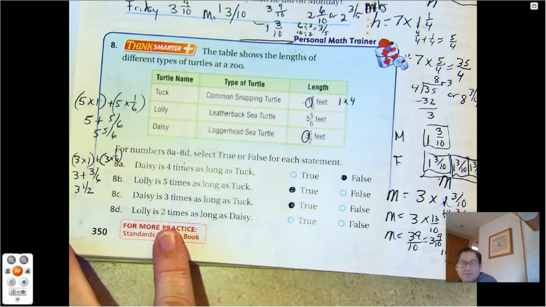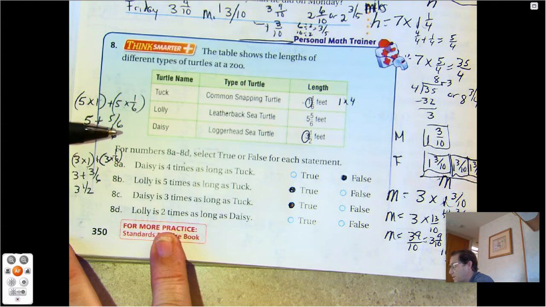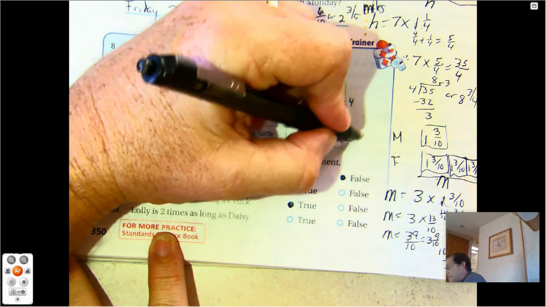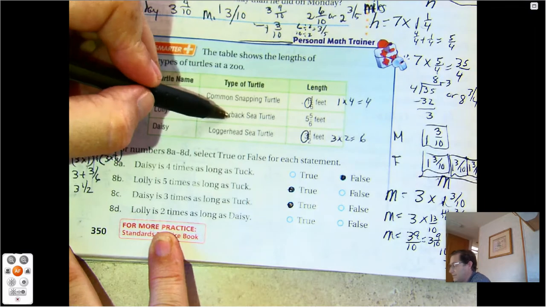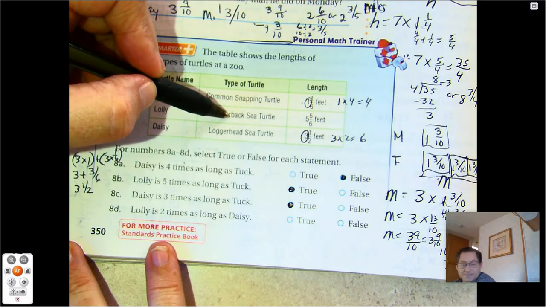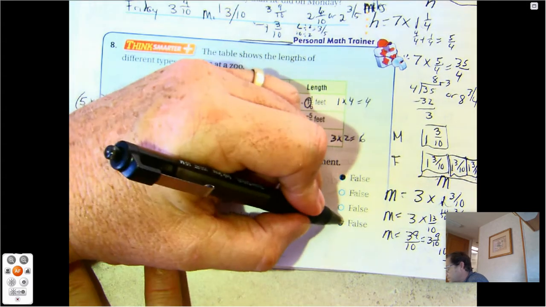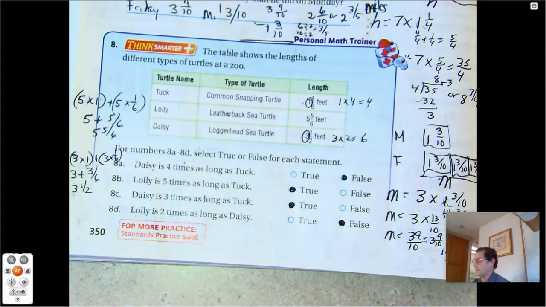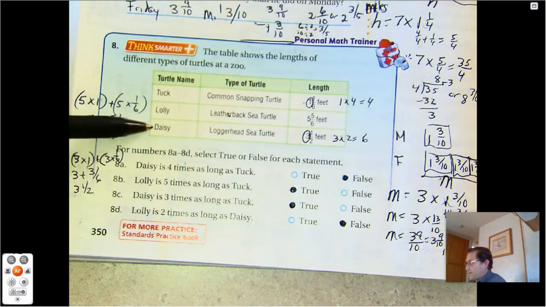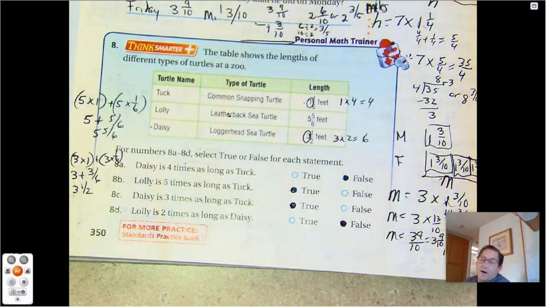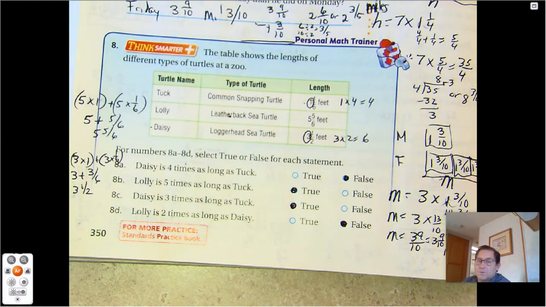Lolly is 2 times as long as Daisy. What's 3 times 2? That's 6. The leatherback turtle is not 6 feet long. So that's false. If we just took the half off and said Daisy's only 3 feet long, then if Lolly was twice as long as that, what's 2 times 3? 6 feet. And she's not. She's less than 6 feet. So that's false.